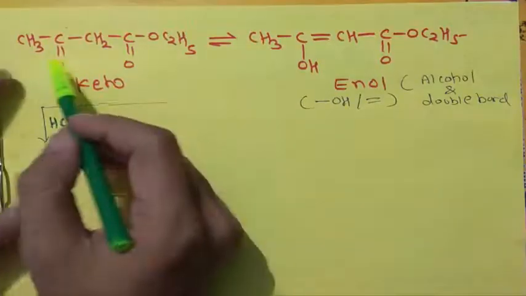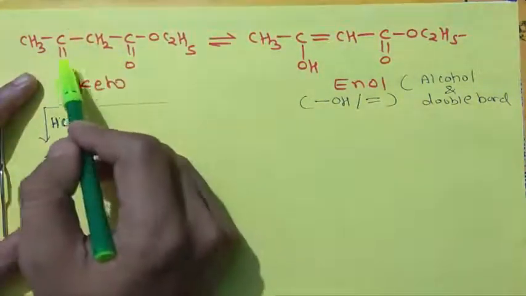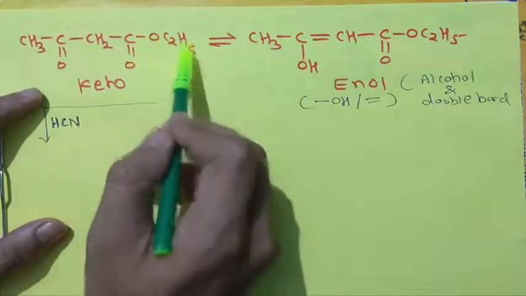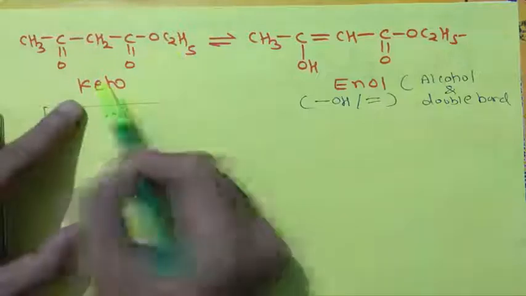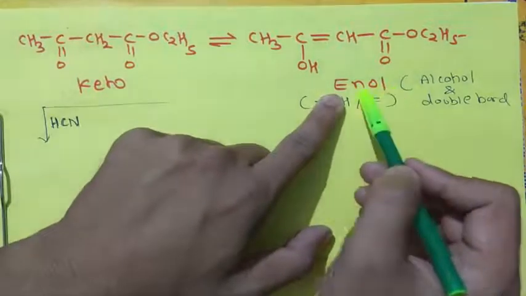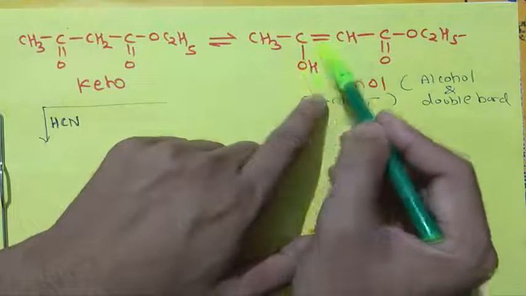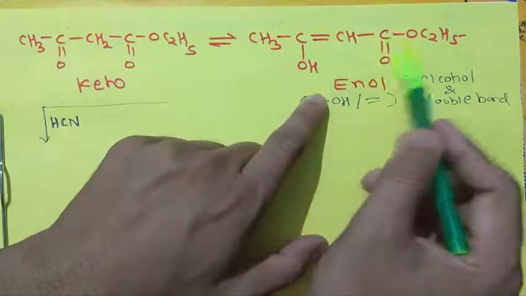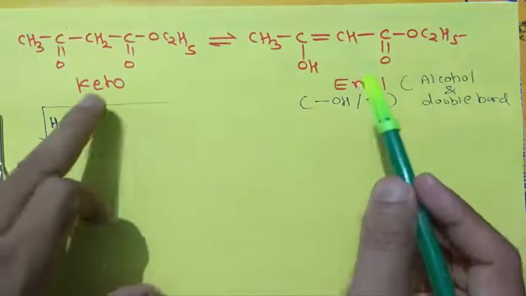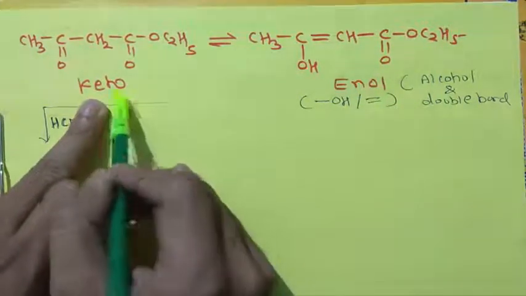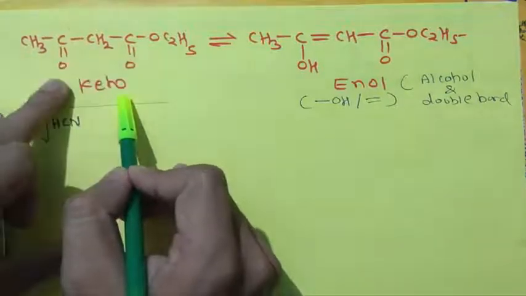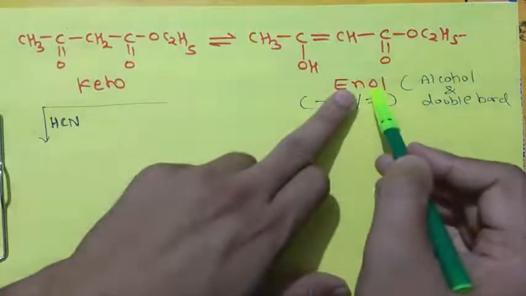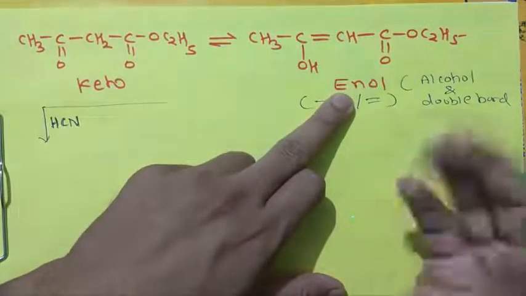See, this is the structure of ethyl acetoacetate: CH3 C double bond O CH2 C double bond O OC2H5. Here it is the keto form, and this is the enol form. Here CH3 C-OH double bond CH C double bond O OC2H5. See, in this keto form, what happens? In this keto form the two carbonyl groups are there. See the enol form. In this enol form, what happens here?